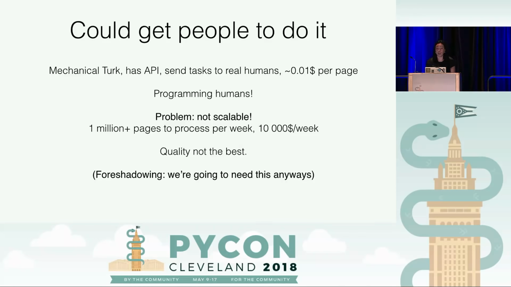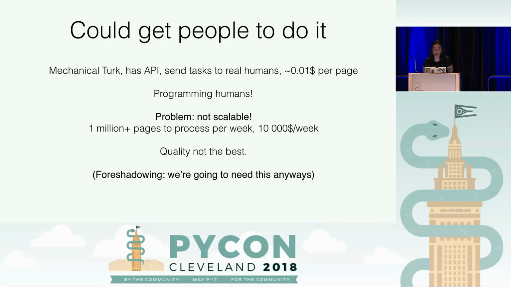So you could use something like Mechanical Turk. It has an API. You can send tasks to real humans. It costs maybe a cent per page. It's pretty cool because we're programming humans, literally. It's pretty trippy to me that human cognition in these types of tasks has become one part of a circuit in a greater computation that's basically done by machines. So there's a machine, your brain, a machine.